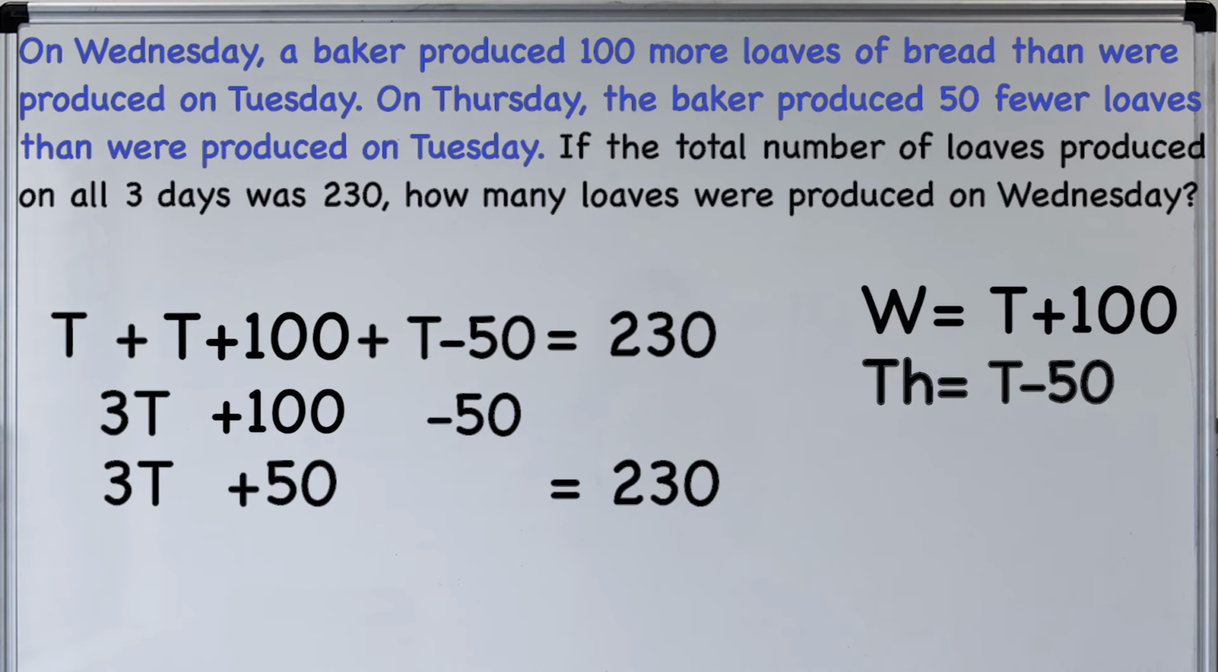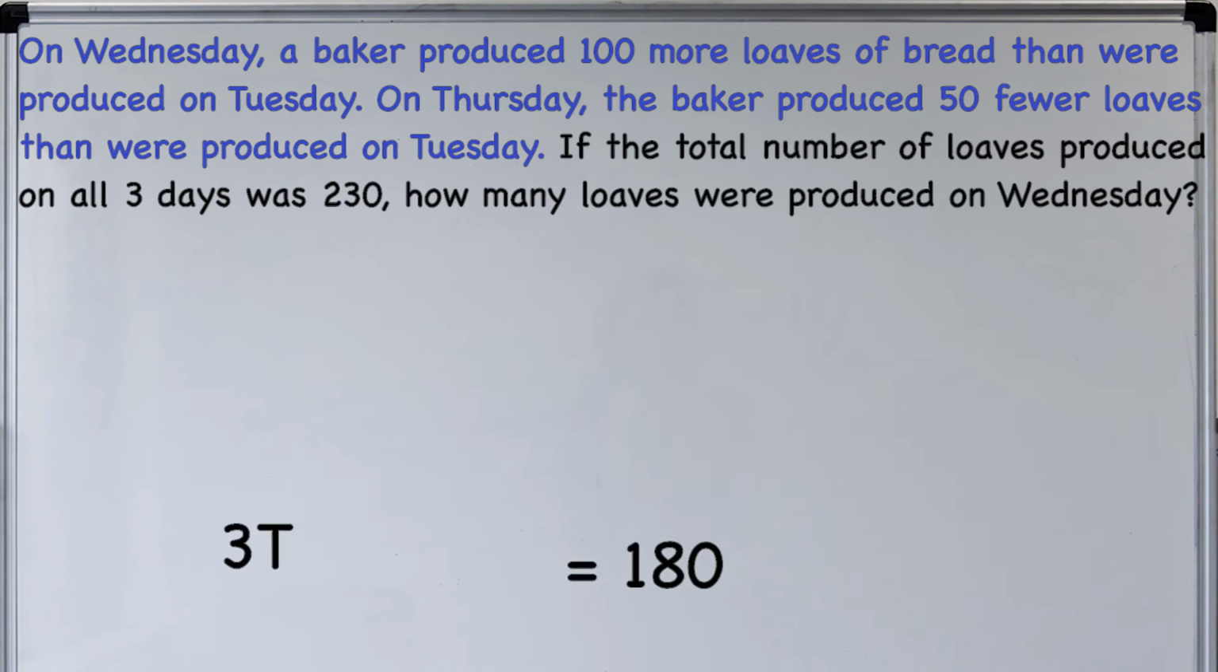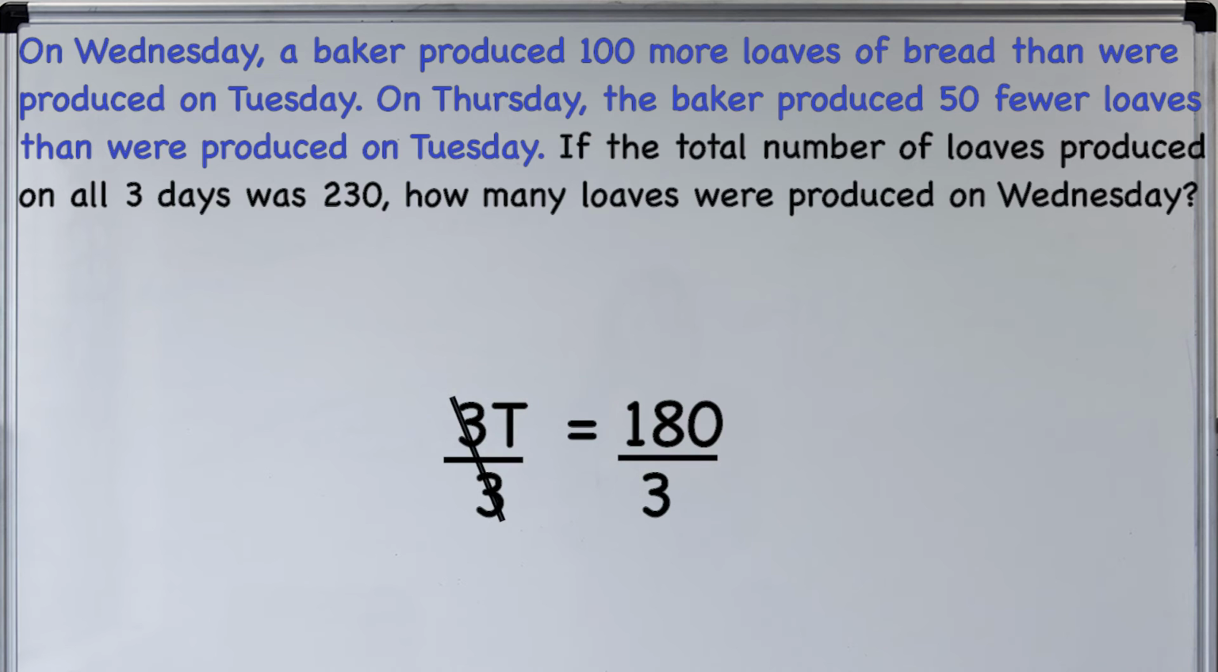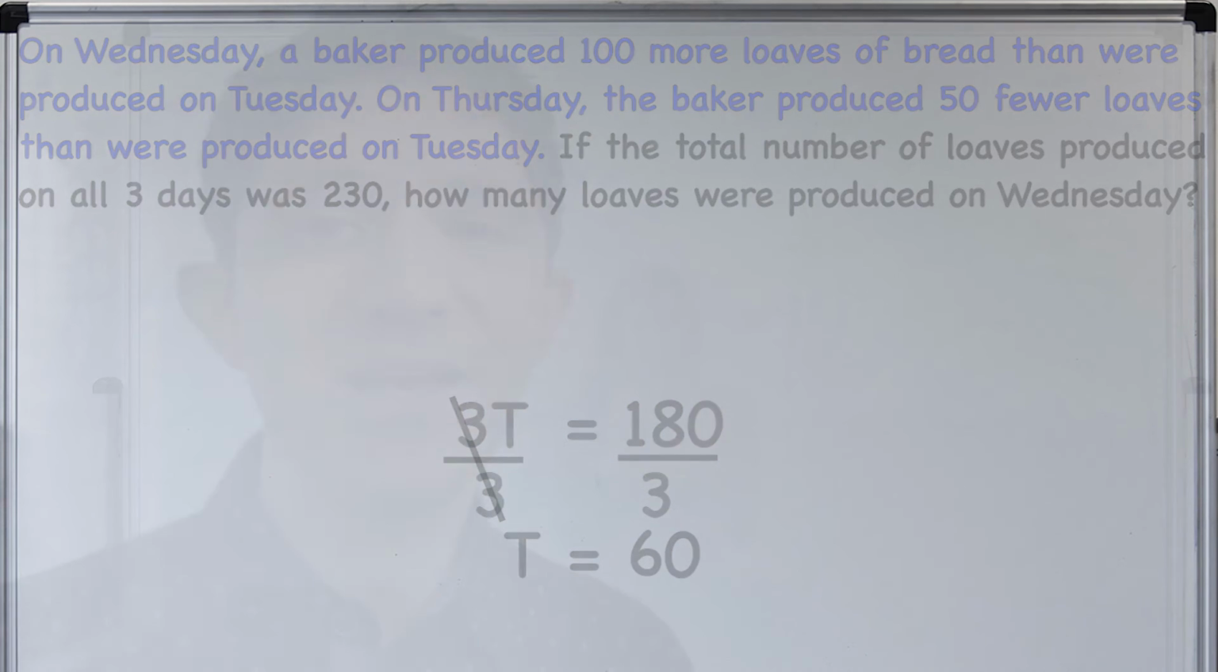So let's just get all our variables to one side. So let's subtract 50 from both sides, and we get 3T equals 180. Divide by 3 on both sides, and we get T equals 60. So is that the answer? Well, let's go back and remember step 6 brings us back to step 1.